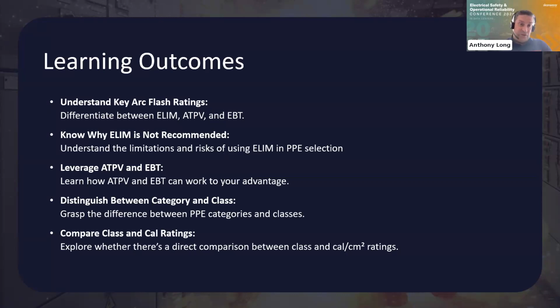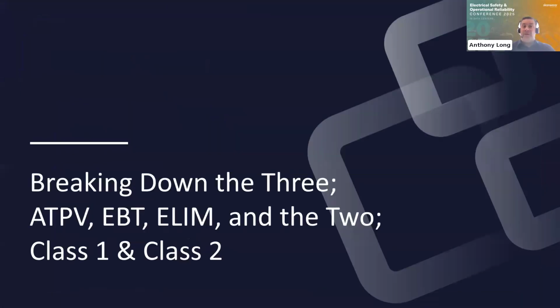And then leverage ATPV and EBT. We're going to learn how ATPV and EBT can work to your advantage. And distinguish between category and class. We're going to discuss the difference between the PP categories and also classes of ArtFlash protection. Then we're going to compare class and cal ratings, and look at whether there's any direct comparison between class and cal per centimetre square ratings. First we're going to break down the three, which is ATPV, EBT, and ELIM, and then the two, which is class 1 and class 2.